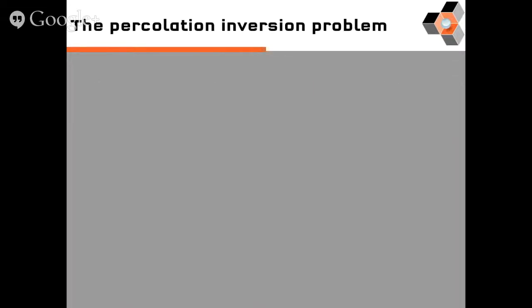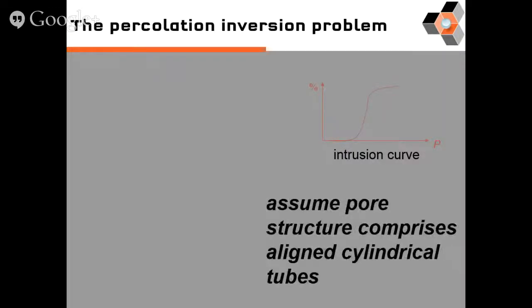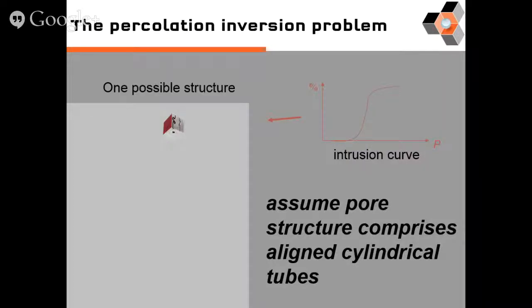And clicking again, we see that in practice we have an intrusion curve. We assume the pore structure comprises aligned cylindrical tubes, and we see that under those circumstances, this is the wormhole model, there's just one possible structure, which is these aligned cylindrical tubes. There's the wormhole model sitting there.